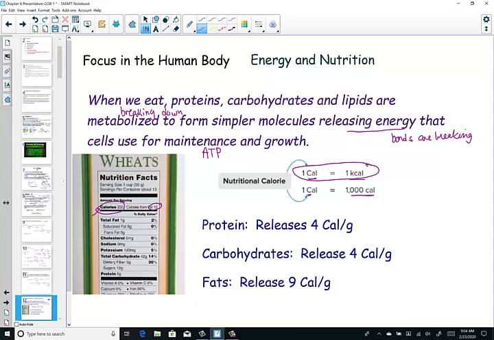Now, every gram of protein you eat releases 4 Calories, 4 kcals, if you will. Every gram of sugar that you eat, 4 kcals. So these are equivalent nutritional values. And look at the fats or the lipids that you eat, releases 9 nutritional Calorie units for every gram that you eat. So we have a 4, 4, and 9 value to remember.